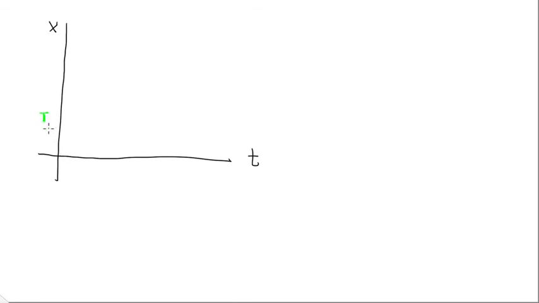Let's say the train starts out here, right? We said the train started out at 0. We made that the origin at time 0. Initially it's motionless, but then it begins accelerating at a constant rate, which means its position versus time plot looks like a parabola. So you get something like that.